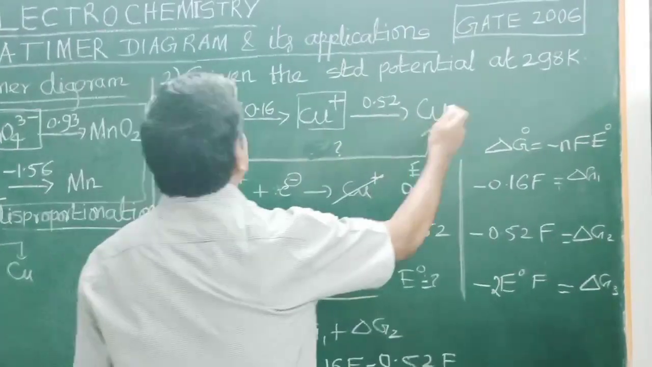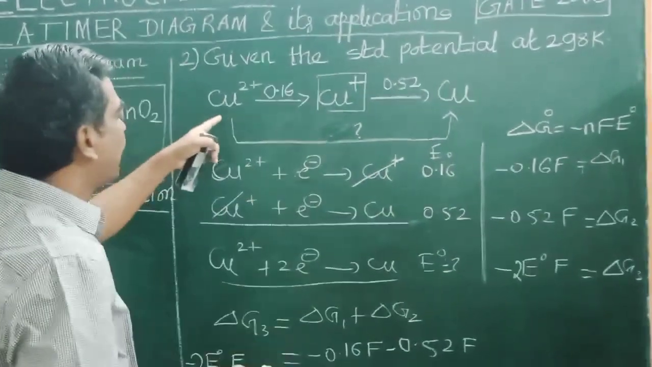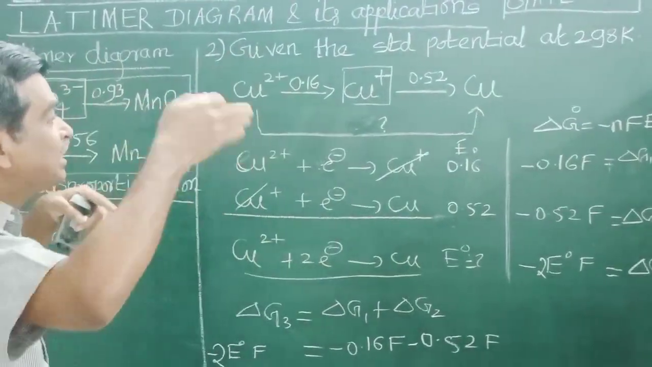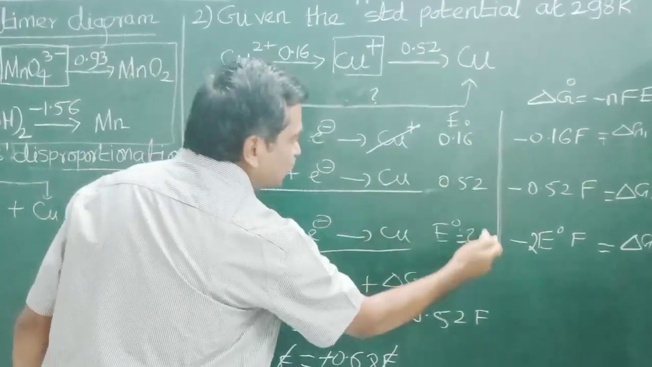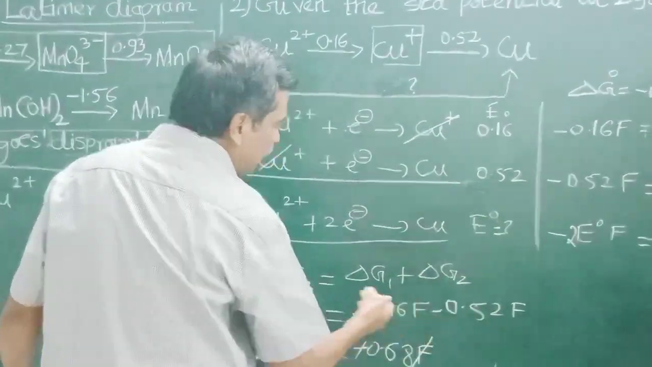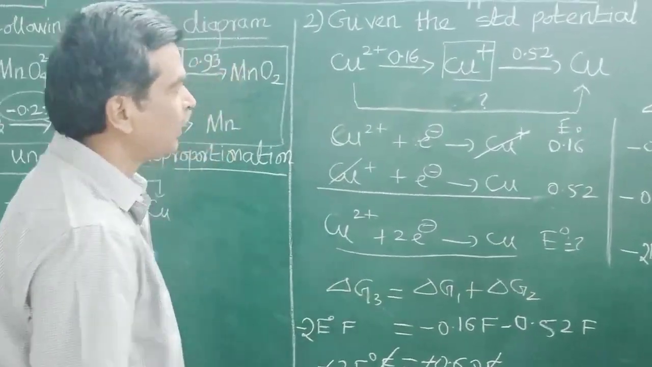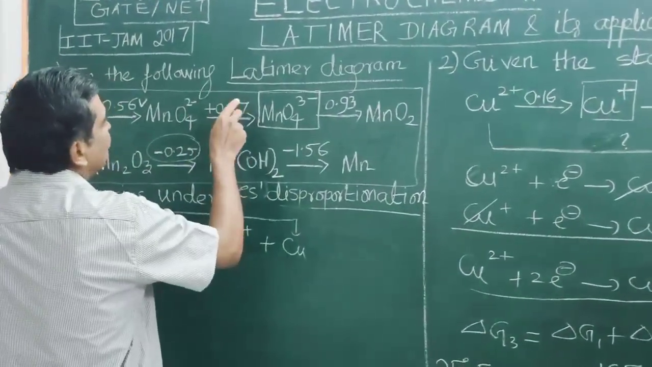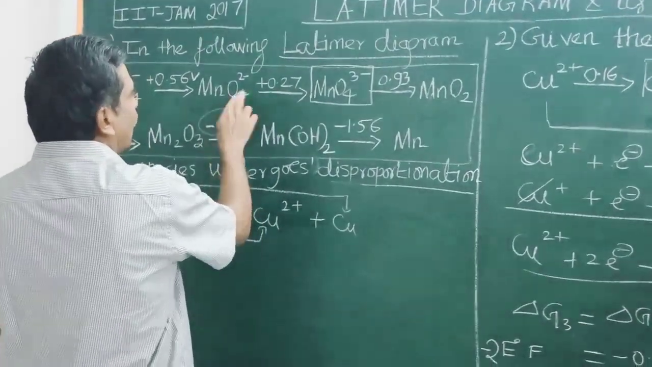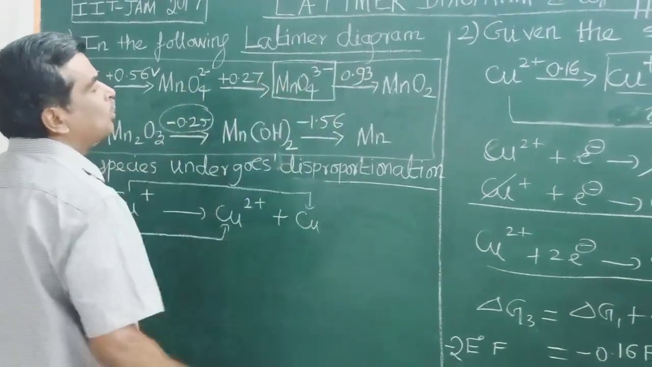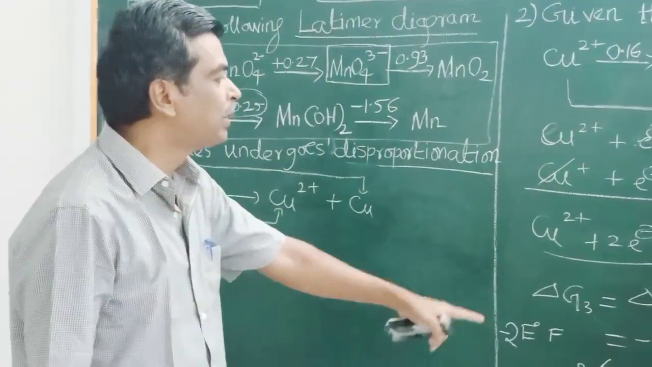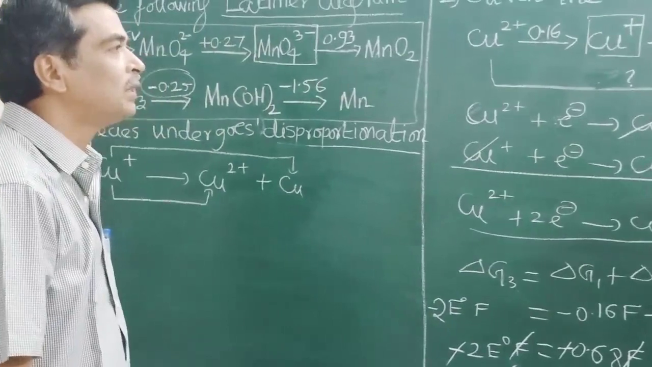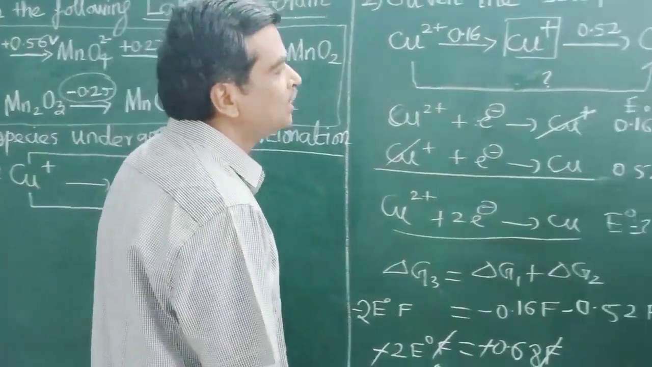Similarly, if you take manganese plus 7 to 0, you have 7 steps. So you can add delta G1, delta G2, delta G3 similarly, and we can calculate the EMF for any unknown. For example, if they ask what is the potential for conversion of MnO4 2 minus to MnO4 3 minus, you can use the Latimer diagram and this free energy approach to calculate the free energy as well as the EMF of the potentials.